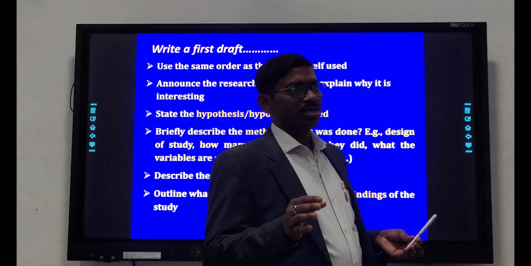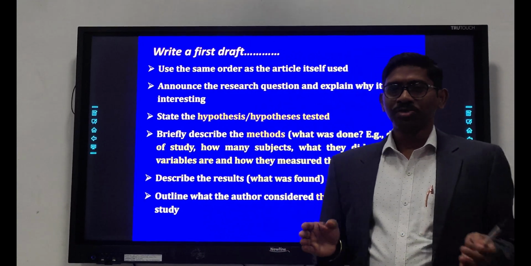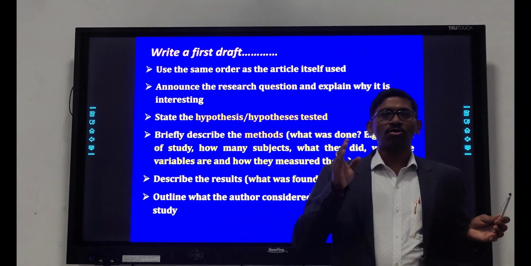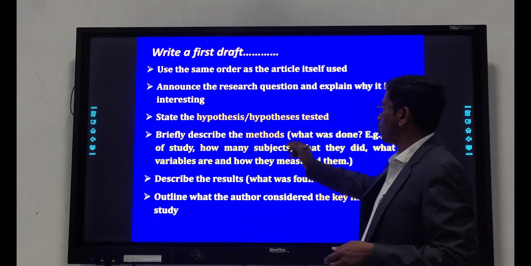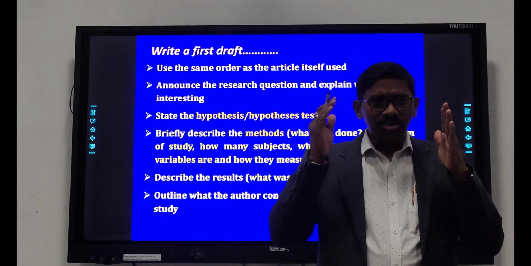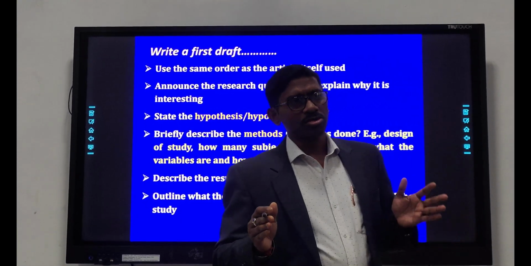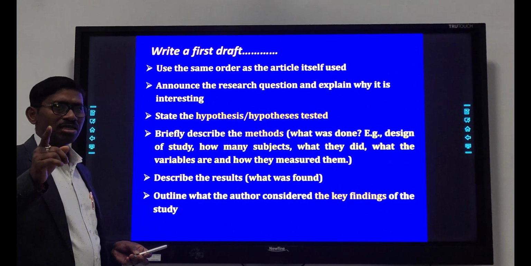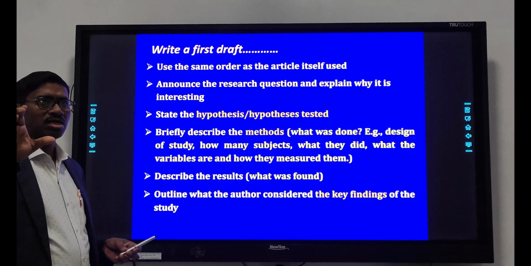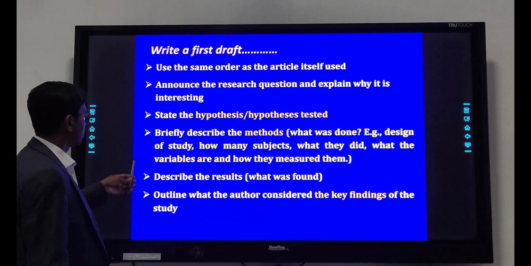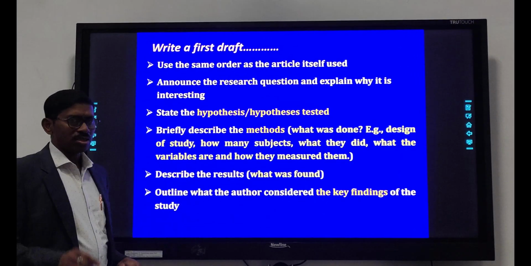Many times I have seen researchers, students or fellow workers forget to mention the hypothesis. Many times they do not know what the meaning is. But at the time of doing your research work, your hypothesis must be clear. Then only can you do good research, write a good summary and do good research communication. Briefly describe the methods.